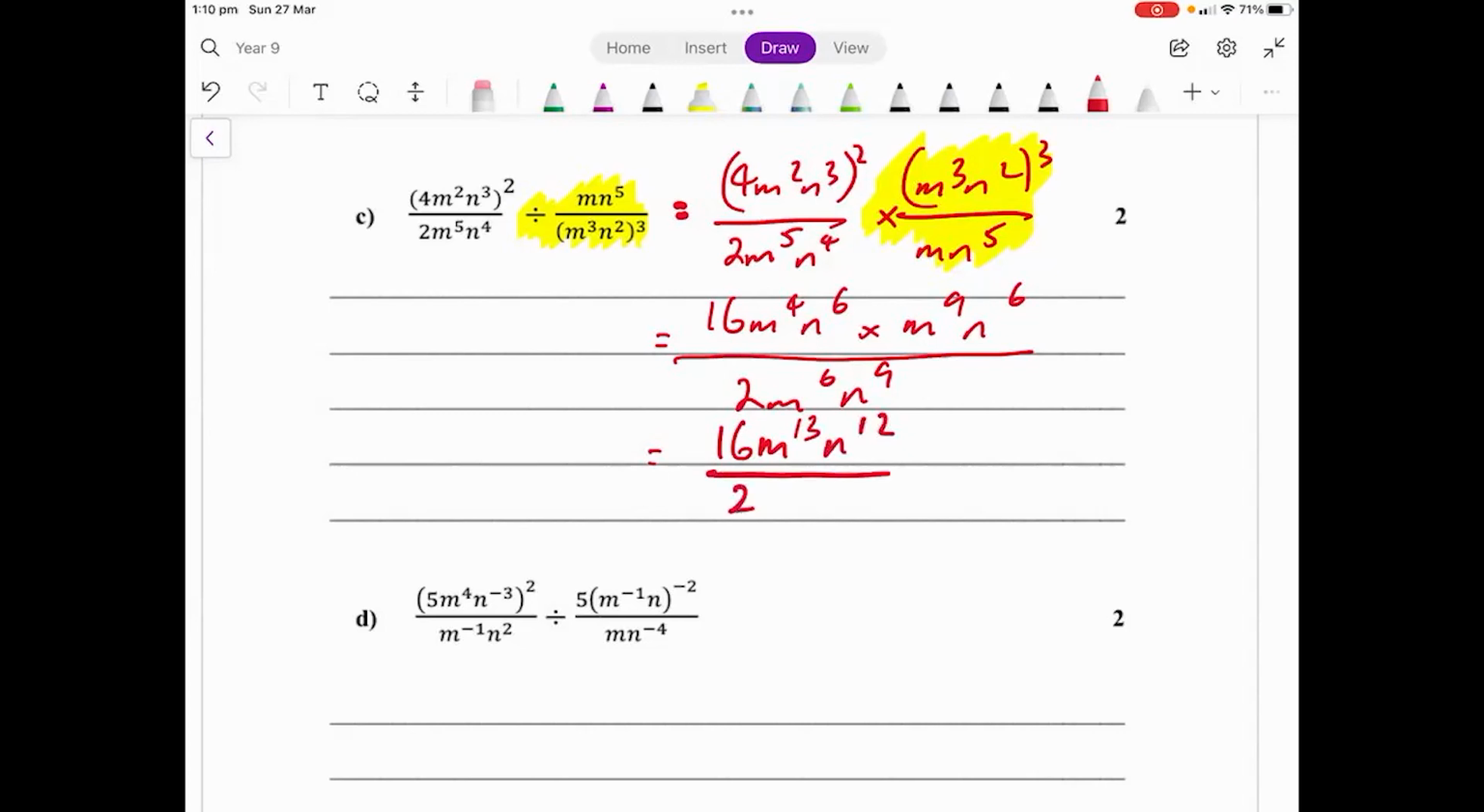Finally, I do my division. 16 divided by 2 is 8. And for the pronumerals, I subtract the powers. So 13 minus 6 gives me m to the power of 7. 12 minus 9 gives me n to the power of 3. Final answer, 8m to the power of 7, n to the power of 3.